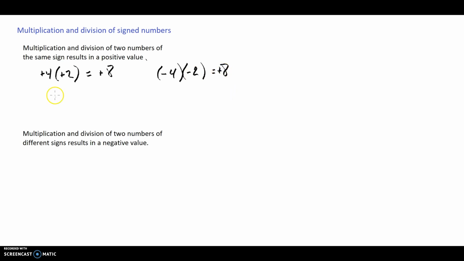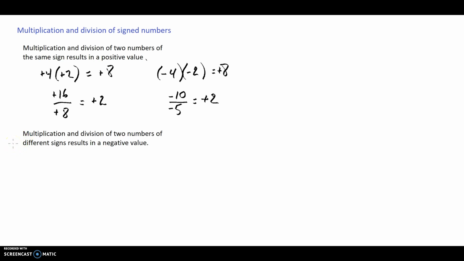Let's look at division. Positive 16 divided by positive 8 is positive 2. Both positive values in the quotient and the result is positive. And same with two negatives. So negative 10 divided by negative 5 is positive 2. Both numbers have the same sign in the quotient. The result is positive.